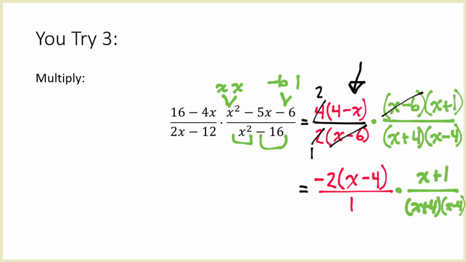These x minus 4s will cancel. And looks like I'm all done now. Negative 2 times x plus 1 over x plus 4.